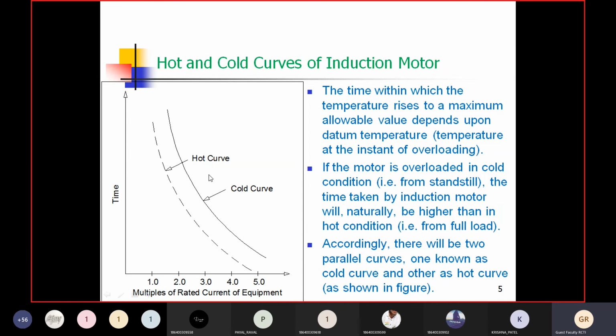So with respect to that, you can draw multiple hot and cold curves. And generally the hot curve is below the cold curve because during hot condition the motor is required to be tripped at a faster rate.